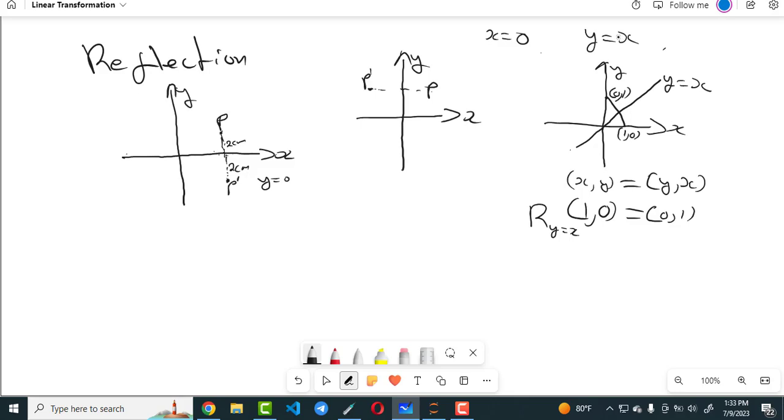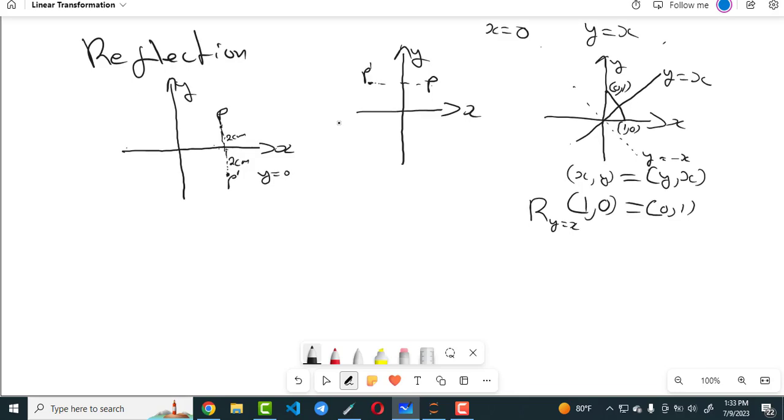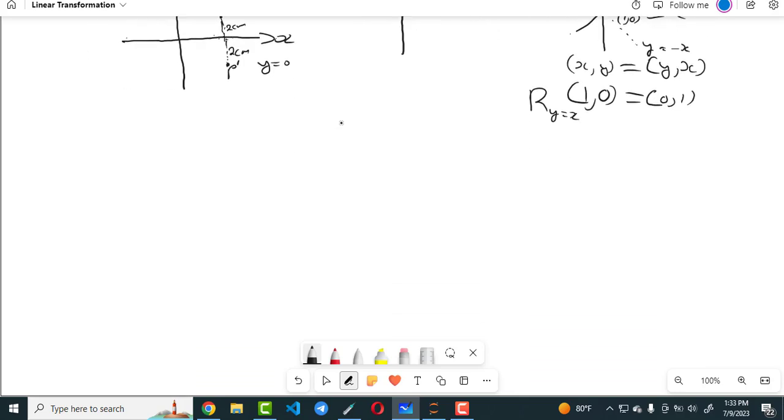And also if you add a negative sign, it means it will be a negative on this line here. This will be y equals minus x on this line here. So we can talk about a lot of things in the reflection in the y-axis, in the x-axis, in y equals x or y equals minus x. Let us take a brief look at rotation.